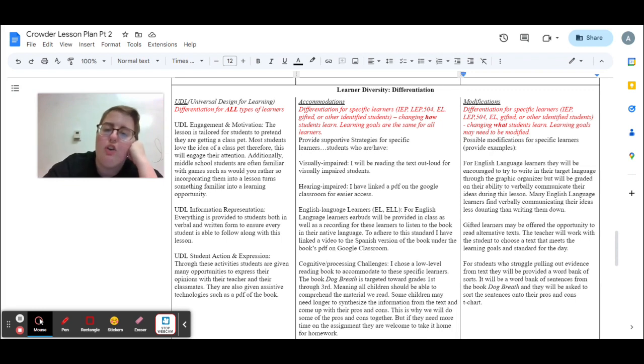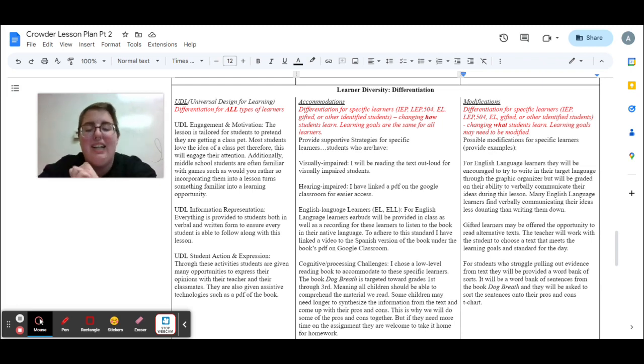Accommodations. For anyone who's visually impaired, I will be reading the text out loud. I also have the book linked in PDF form for anyone who has a hearing impairment. And for my English language learners, I have a link commented on the PDF to the audiobook in Spanish.